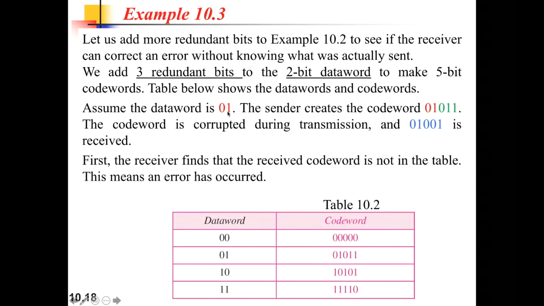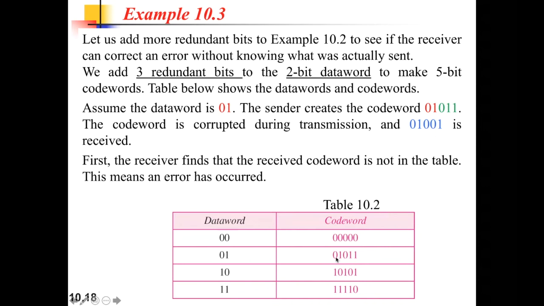Assume that the data word 0 1 is the data word that I want to send to you. Again, in the last example I sent you the same. Now again I'm sending you the same data, 0 1. Then I will generate the extra information, that is 0 1 1, and I will append the extra information to my data word, that is 0 1. So this is the code word that will be sent to you.